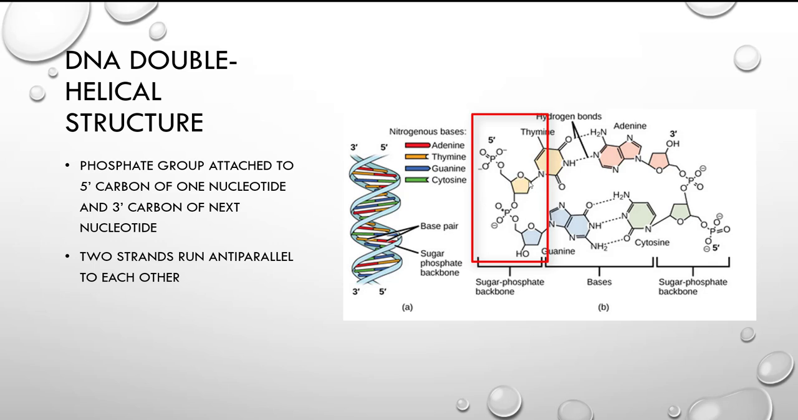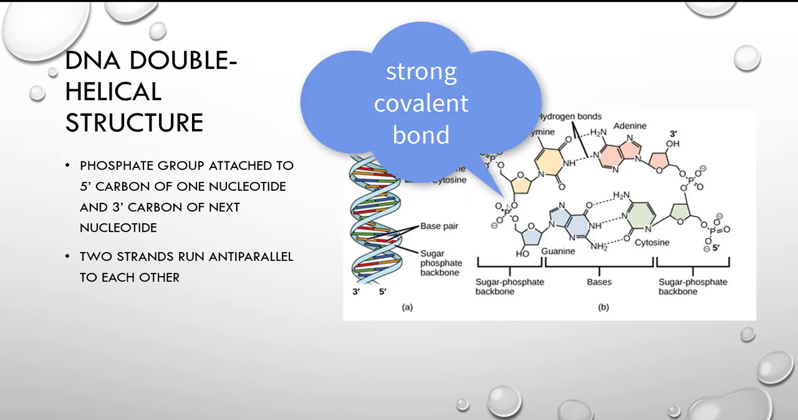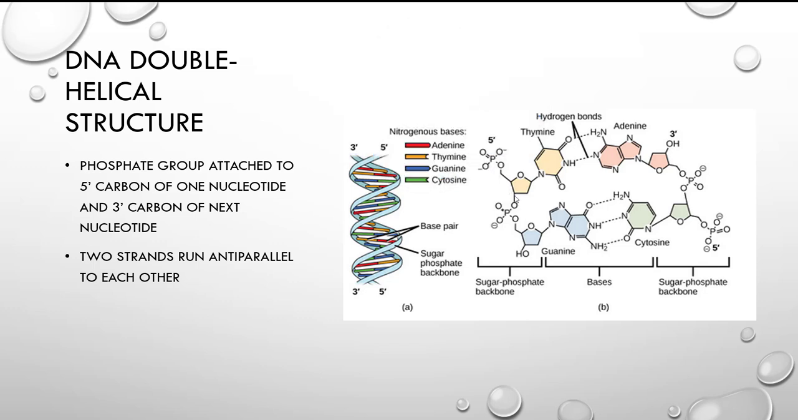And that's composed of the sugar and the phosphate of one nucleotide attached to the sugar and phosphate of another nucleotide. And you can see where it's attached. So we have the phosphate group of one nucleotide attached to the sugar of another nucleotide. And this attachment between the phosphate group of one nucleotide and the sugar group of another is a covalent bond. So this is a strong bond. This is not a weak bond.